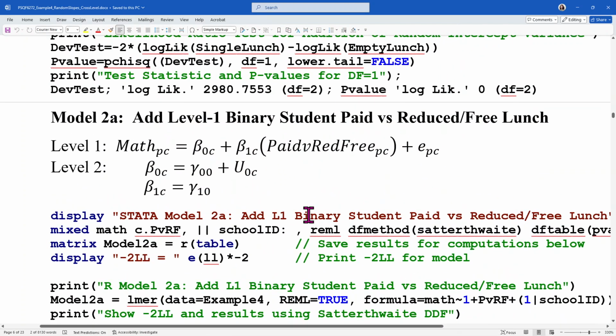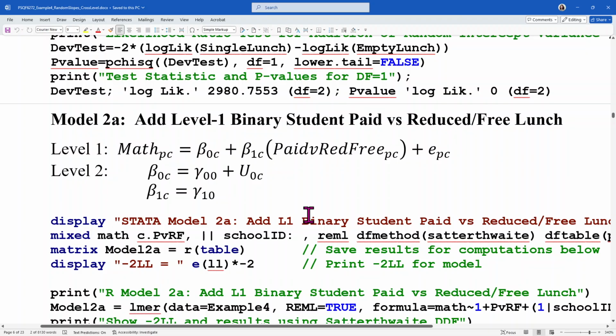First, how many fixed slopes are in this model in front of me? Fixed. How many fixed slopes?